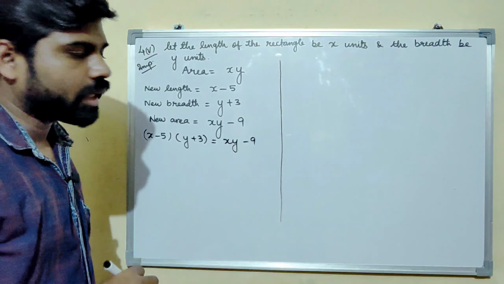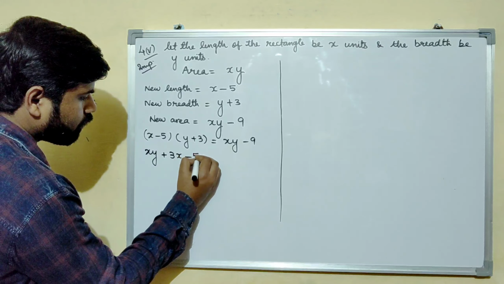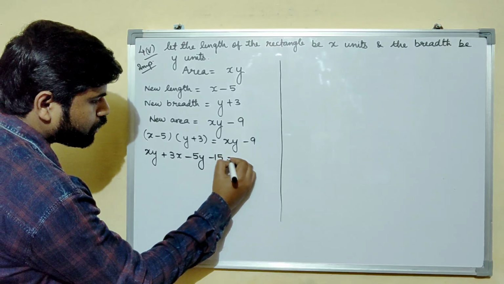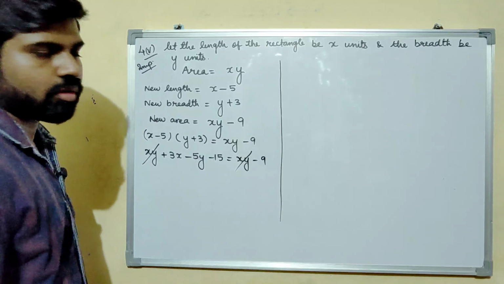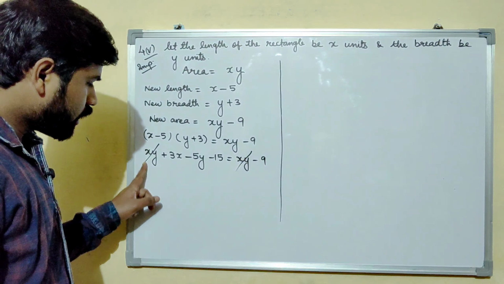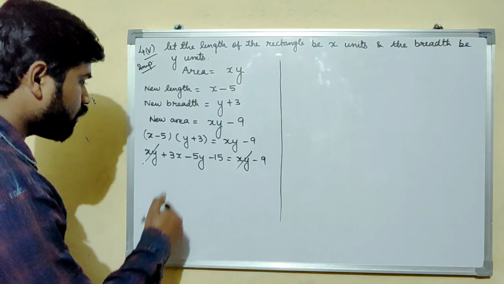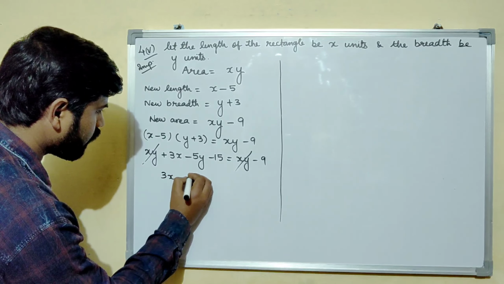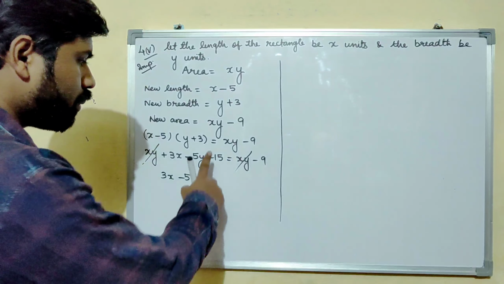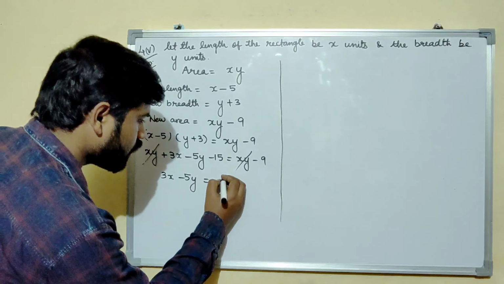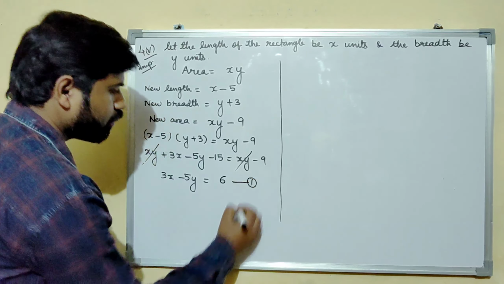Now let us open the brackets. It will be xy plus 3x minus 5y minus 15 equals xy minus 9. Now this xy and this xy will be cancelled. Why? Because this will be subtracted from this xy. Now you will be left with 3x minus 5y. Transpose this 15 to the right hand side. It will be plus 15 minus 9, which is 6. Okay, plus 6. Now this will be your first equation.